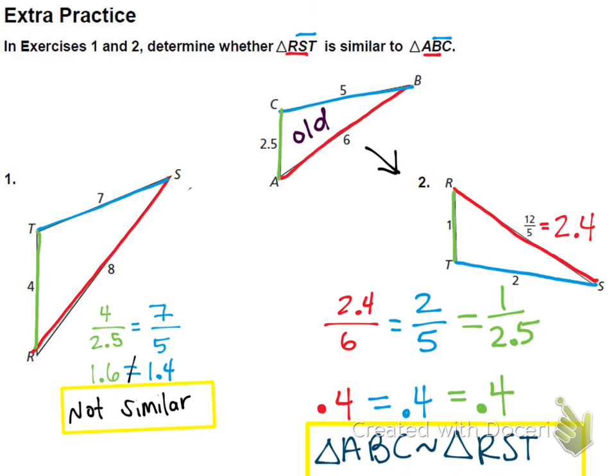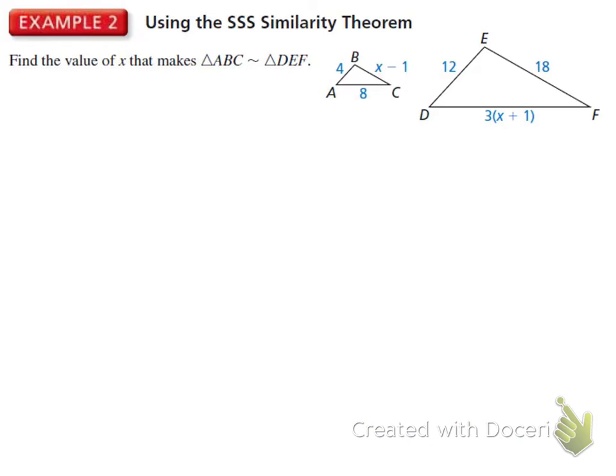Let's notice some things. Do you see how 2.4, 2, and 1, they all come from the same triangle? The same thing with the bottom row. 6, 5, and 2.5 come from the same triangle. Just make sure you're being consistent when you're writing the proportions. Okay, straight across should come from the same shape. We have one more to do together. And we'll hopefully play a game. Let's look at it.